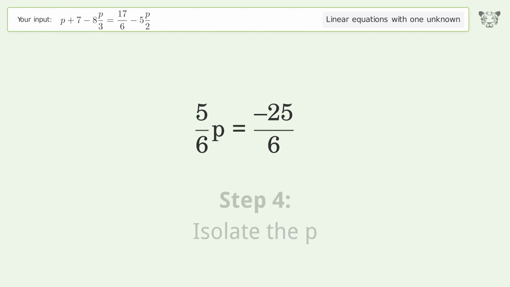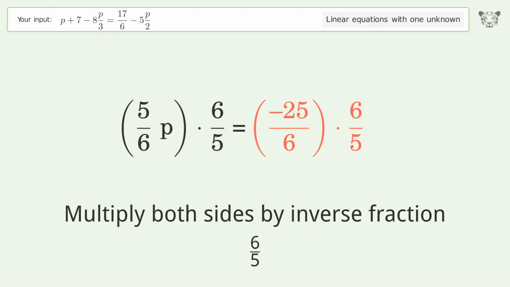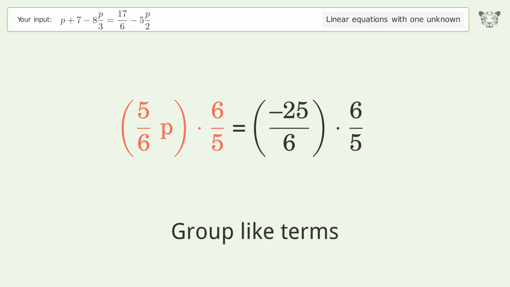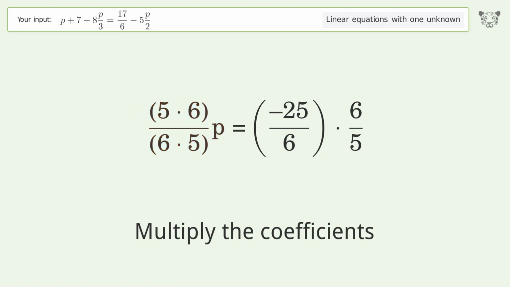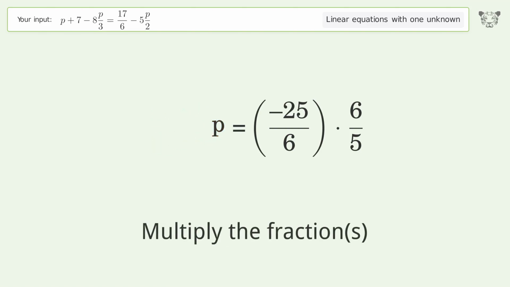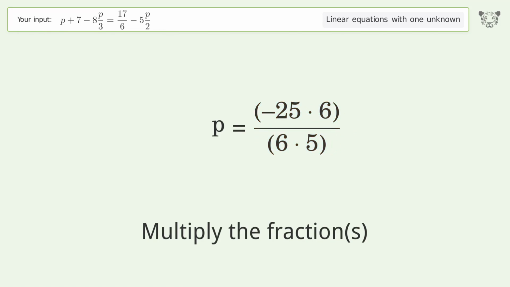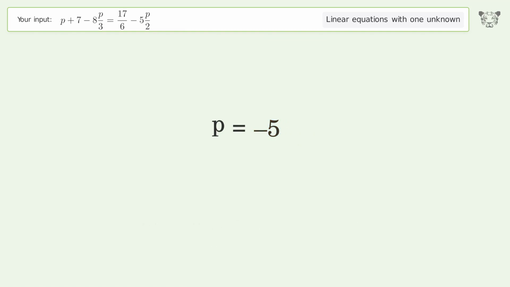Isolate the p. Multiply both sides by inverse fraction 6/5. Group like terms. Multiply the coefficients. Simplify the fraction. Multiply the fractions. Simplify the arithmetic. And so the final result is p equals -5.